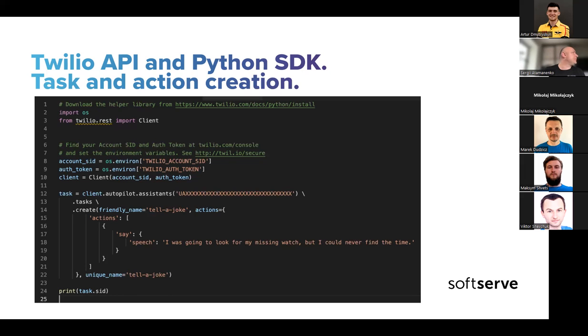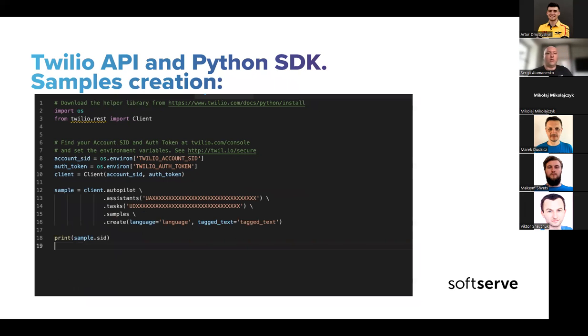Of code, the code is pretty simple, and the Python SDK for Twilio is pretty good. Also, we can add samples via the Python SDK. So we created the task previously, and then we should fetch this task and create samples in it with the samples.create method.